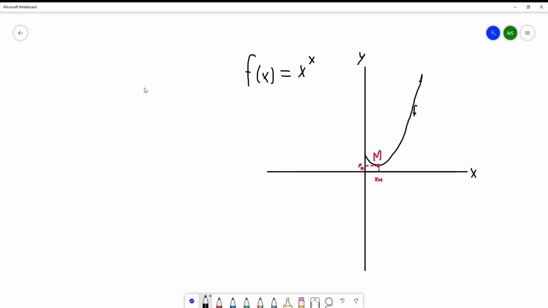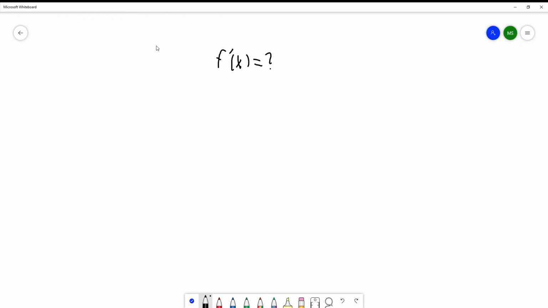So we know that f prime of xm must be 0, because it's at the minimum point. So the derivative is 0. So we're gonna have to calculate the derivative of x to the x.